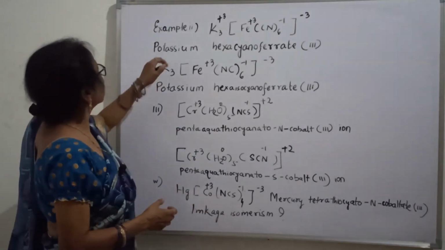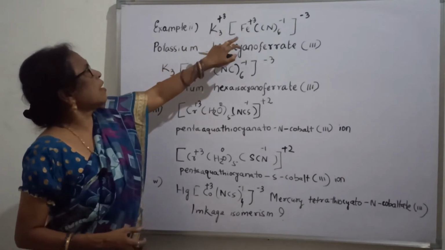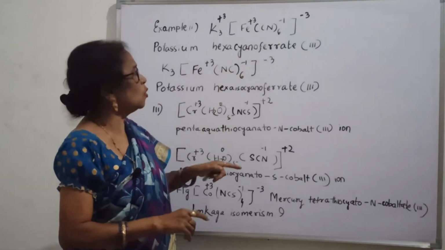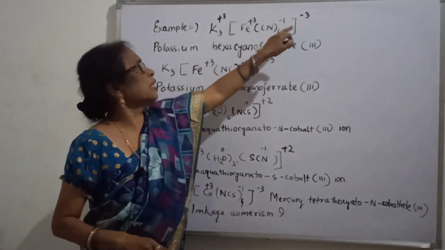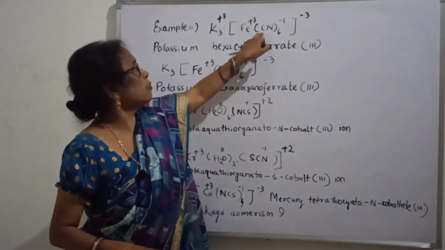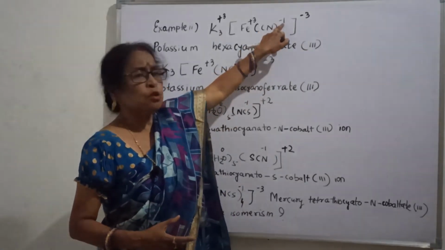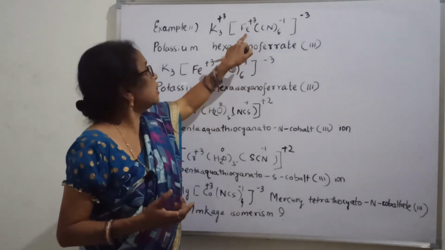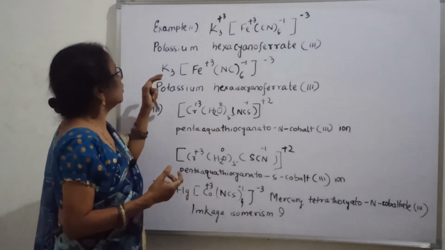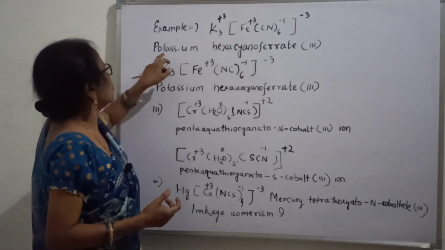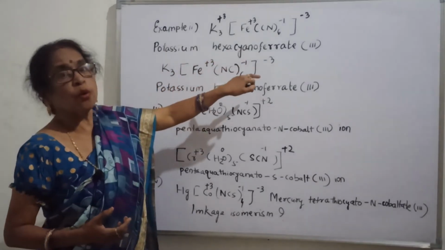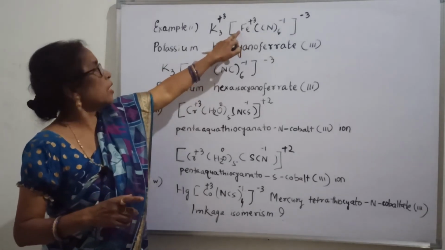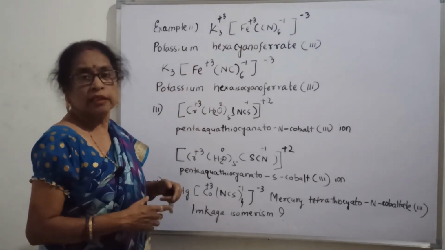Here you can see the example K3[Fe(CN)6]. That means K plus 3, so the complex is -3. If it is -3, you should remember cyano is -1, so it becomes -6. That is why Fe is plus 3, the oxidation number of this iron. So how can you name? This is cation, this is anion. So potassium hexacyanoferrate(III), because the oxidation number of iron should be in Roman numeral.